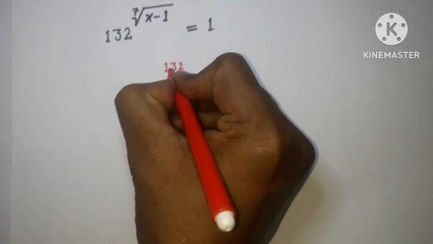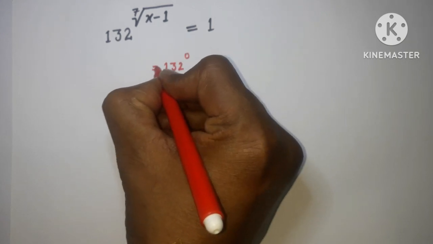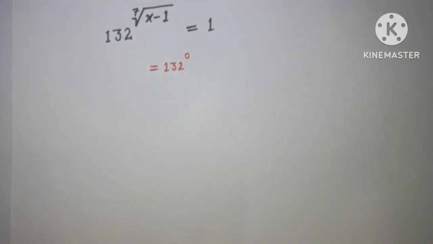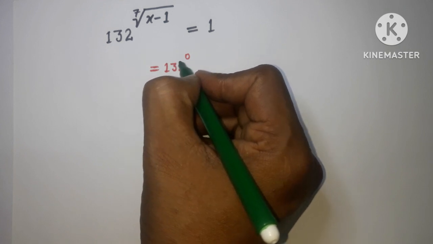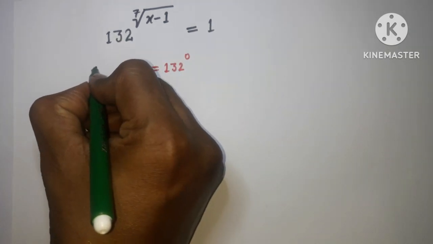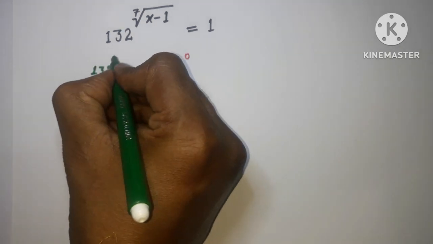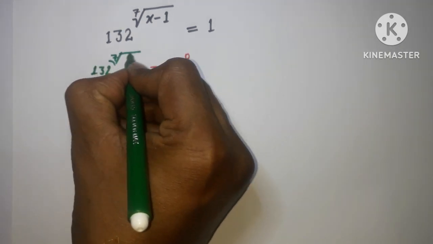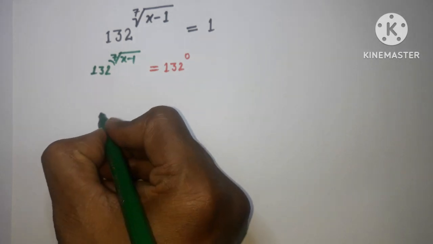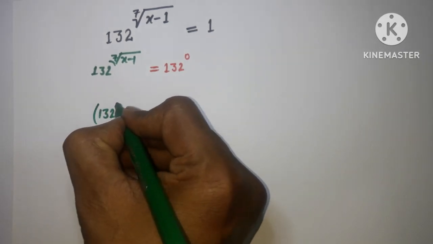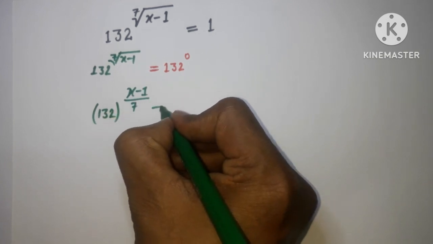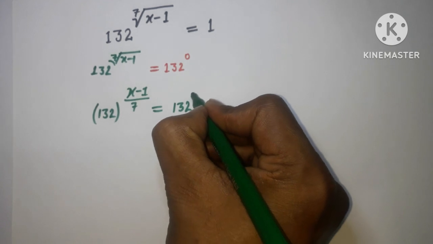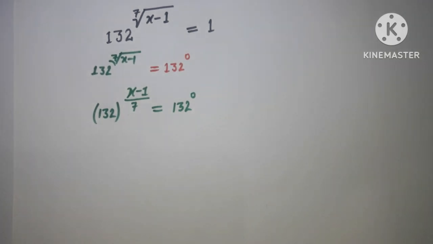I'm just writing 132 and there is a power 0. This one is equivalent to 1 because we know that if something has power 0, the value is 1. Here I can write this one the same as it is, whatever is given, and this one can be written as (x minus 1) divided by 7 is equal to 132 and power 0.